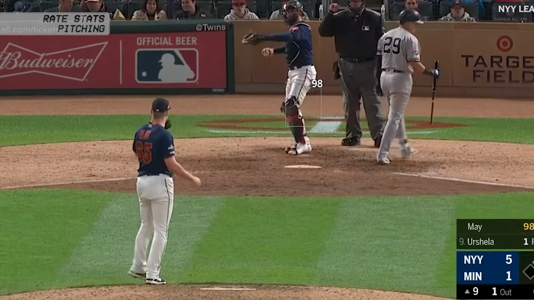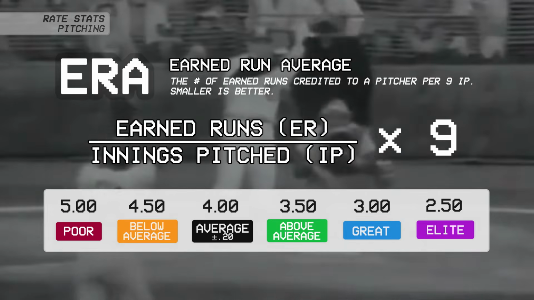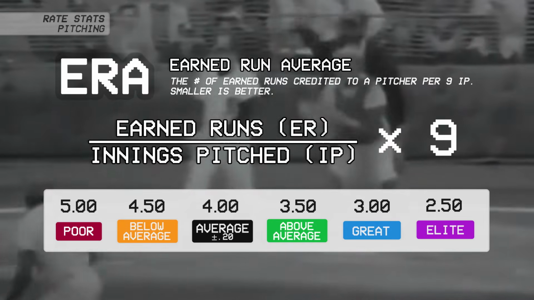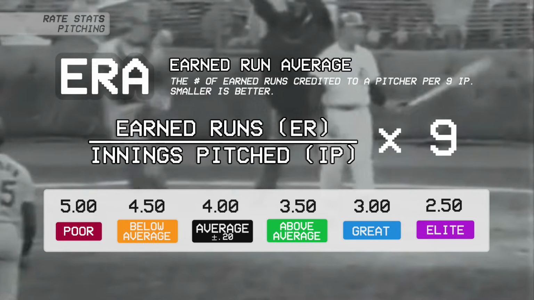Let's start with the most common pitching rate stat, ERA. Earned run average, or ERA, is the default pitching statistic and is what you should assume if you see a decimal number next to a pitcher's name without any other explanation. ERA measures the number of earned runs that a pitcher would be responsible for on average in a 9-inning game.